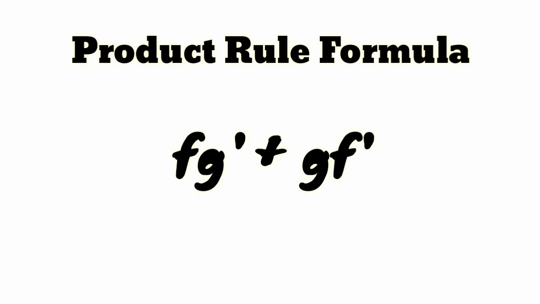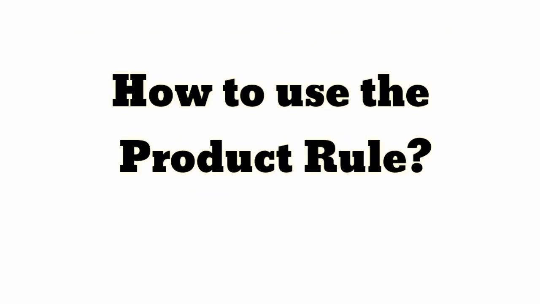Or sa pinakamadaling notation para hindi kayo mahirapan sa pag-memorize ng product rule is gagamitin natin yung f g prime plus g f prime. So para mas madali lang natin mag-gets, gagawin lang natin f and then i-derive natin yung g and then plus g, i-derive naman natin yung f. So how to use the product rule?